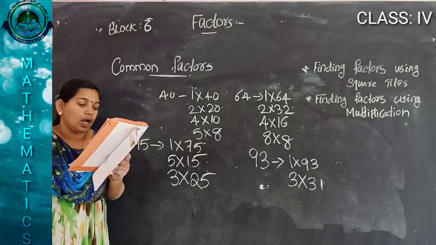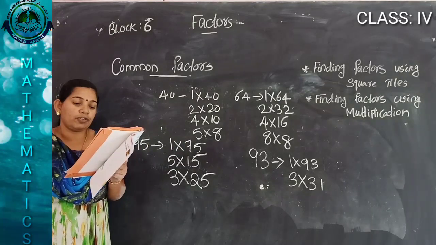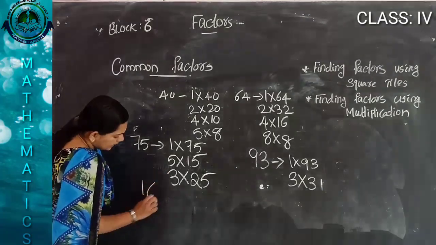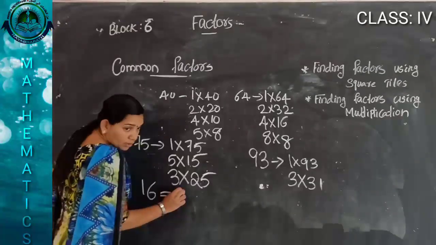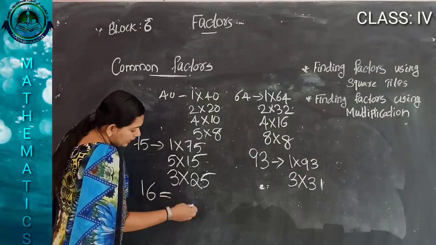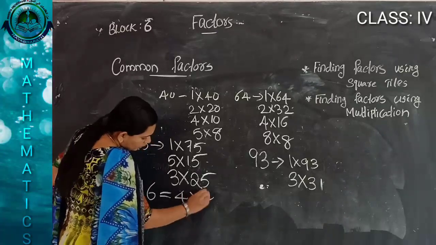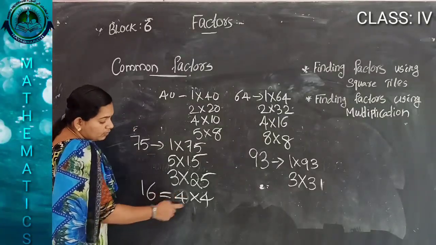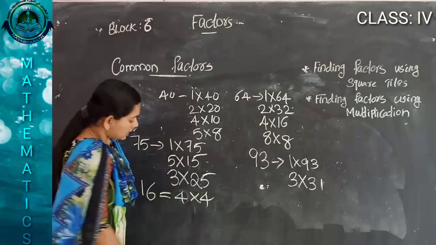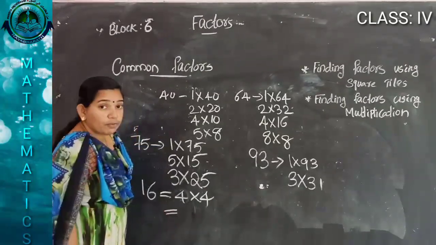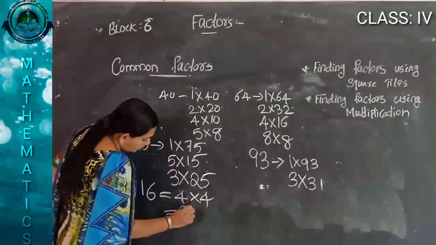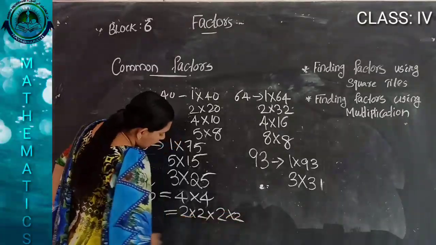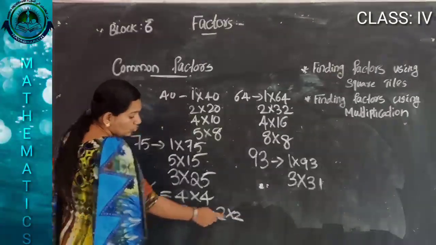Okay. Then how can you write 16 as the product of only prime numbers? We will discuss that. 16 we can write 4 into 4 or 2 into 8, any number. 4 is not a prime number, so we want to convert this 4 as the product of two numbers. How do you get 4? 2 into 2. Into this 4 also, 2 into 2. The prime factors of 16 are 2 into 2 into 2 into 2.